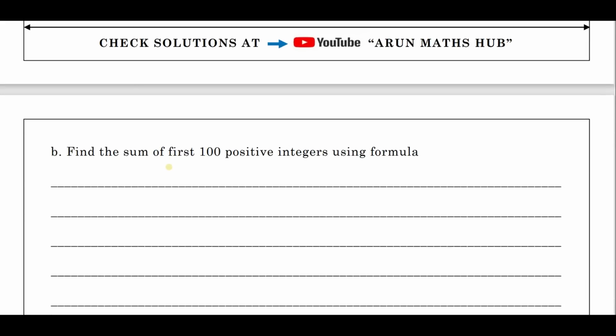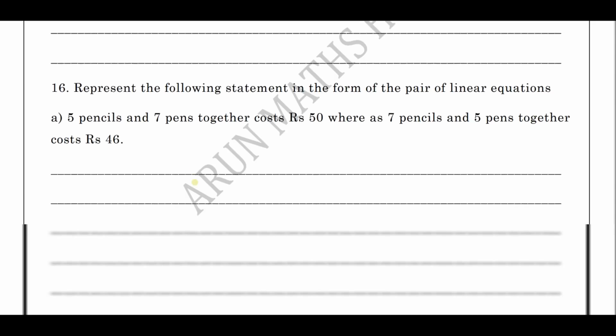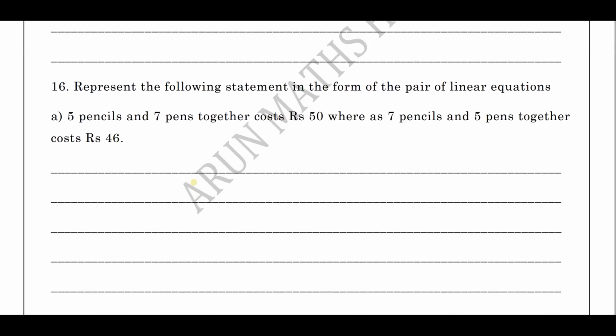The sum of 100 positive integers is calculated using S_n equals n into n plus 1 by 2. The value of n is 100. 100 into 100 plus 1 by 2 will give the answer.